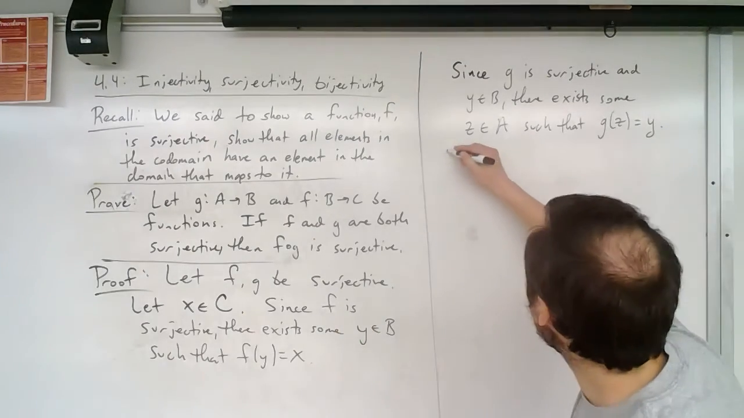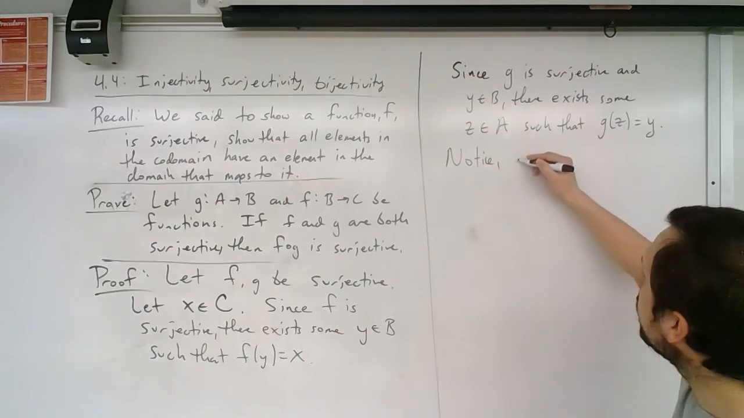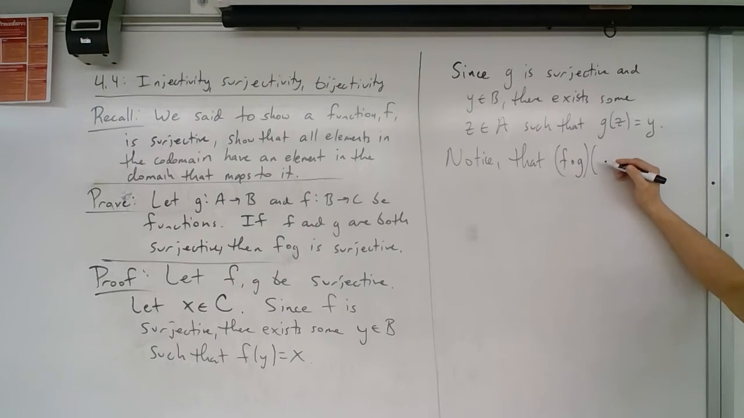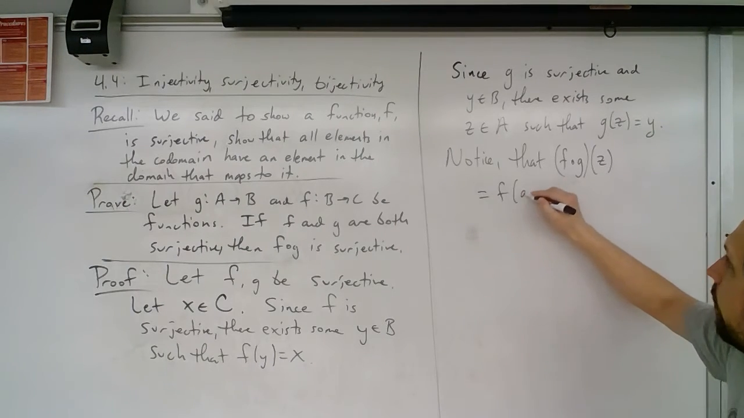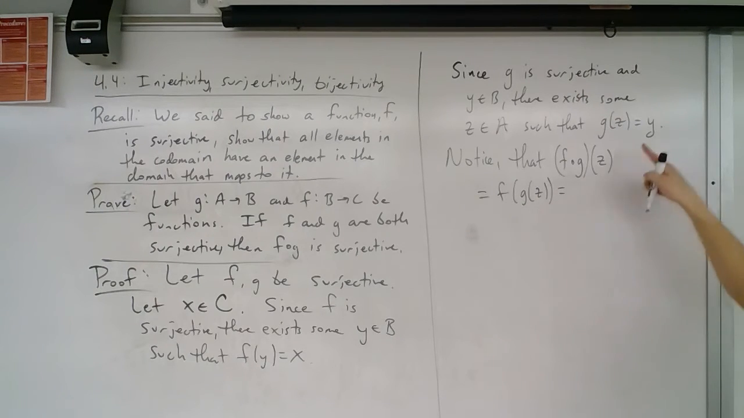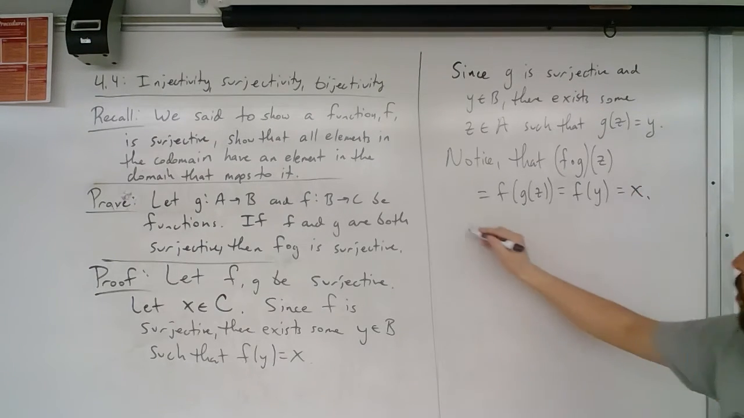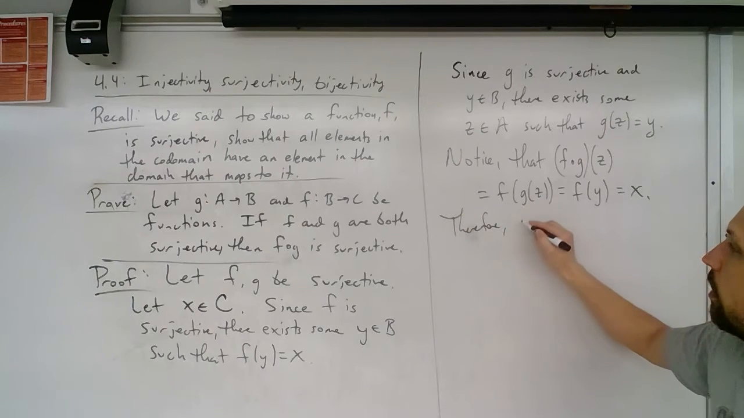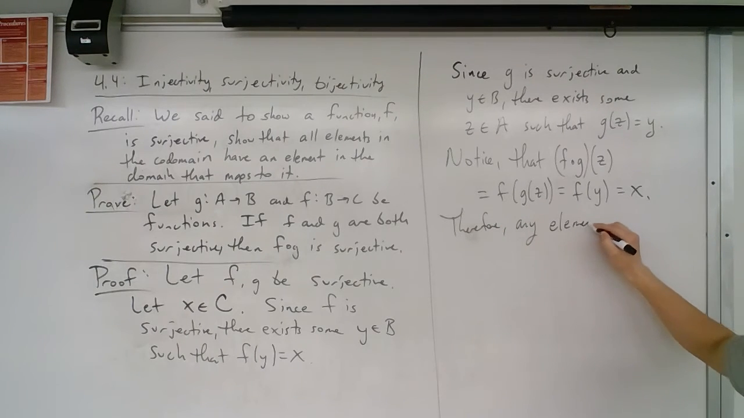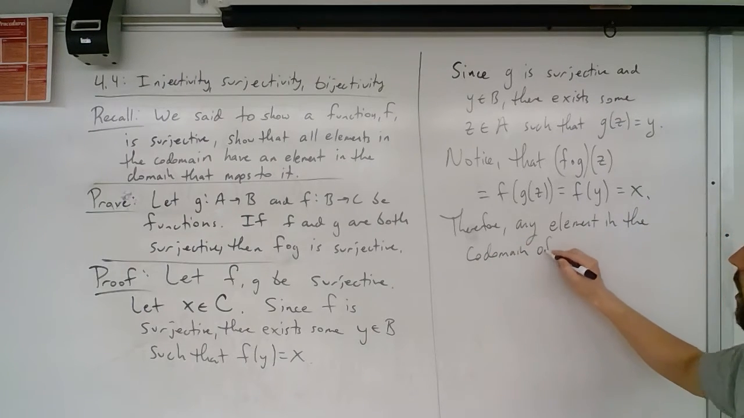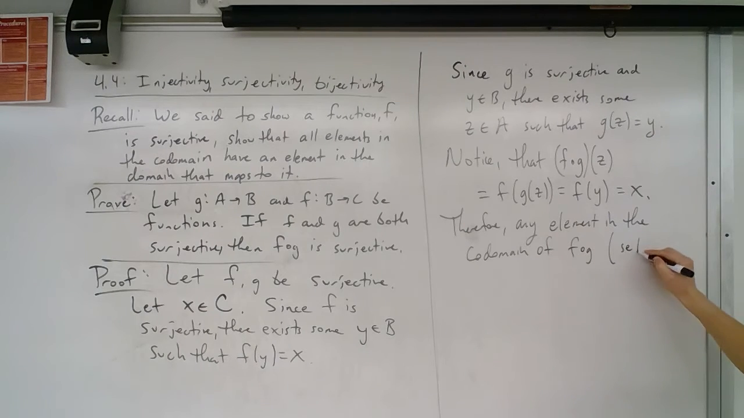So now notice that F composed with G of Z, which one we want to start with, Z, is equal to F of G of Z. We said G of Z was the same thing as Y. This is going to be F of Y, which is equal to X. So therefore, any element in the codomain of F composed with G, this is the set C, right?